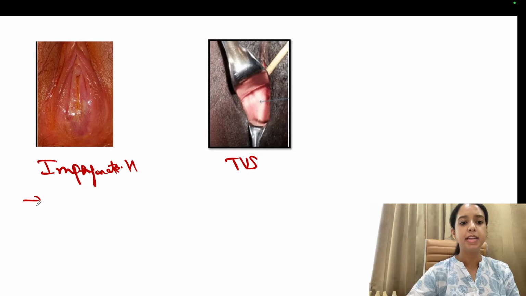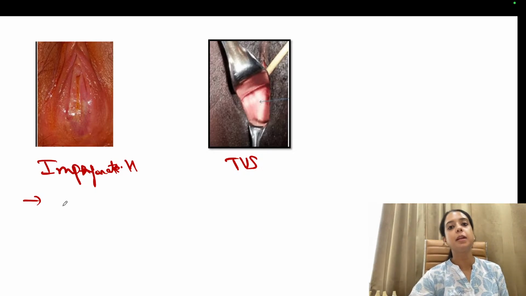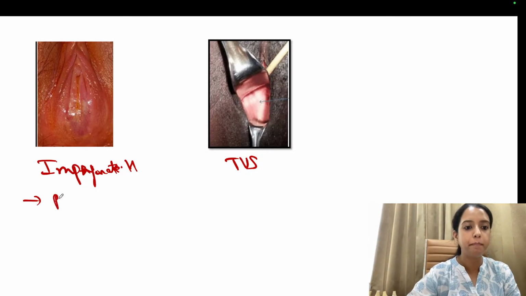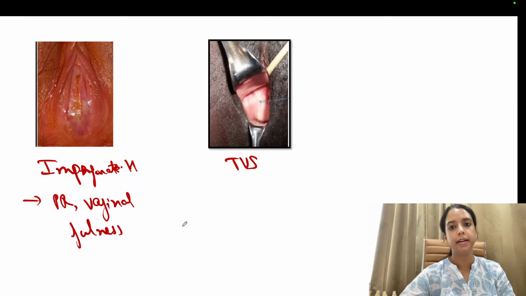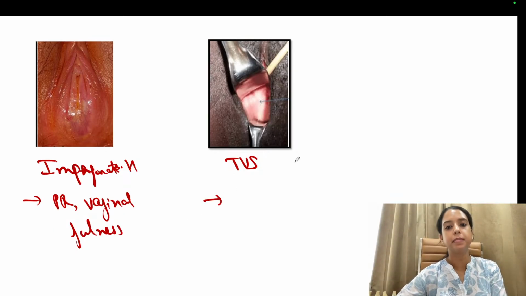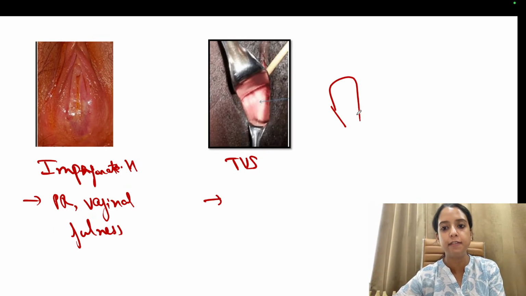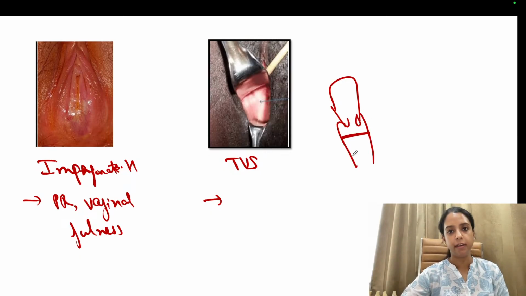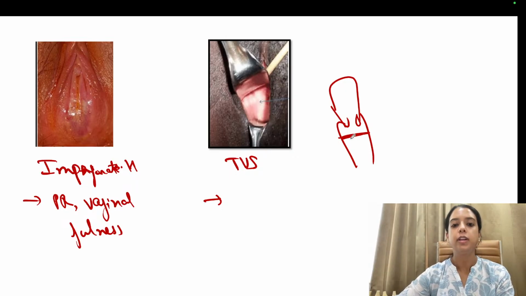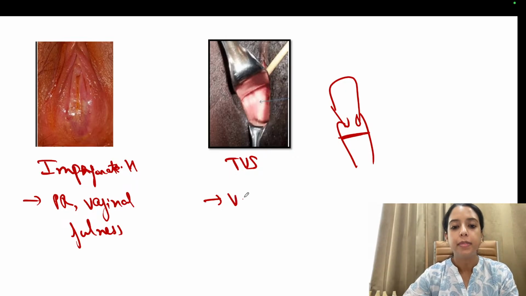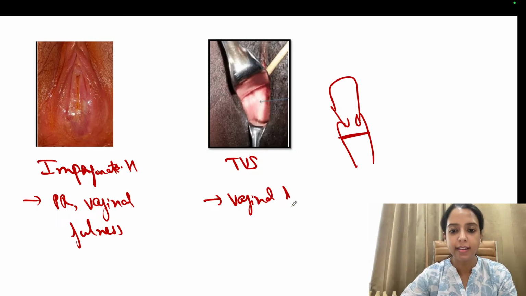The question has come in NEET that the patient comes with cryptomenorrhea, cyclical pain, and on PR vaginal fullness is there. Vaginal fullness means the whole vagina is filled with blood. But a transverse vaginal septum can happen anywhere in the vagina. It can be high, it can be low, anywhere. Generally it is high. So in a high transverse vaginal septum, the vaginal fullness is not there.